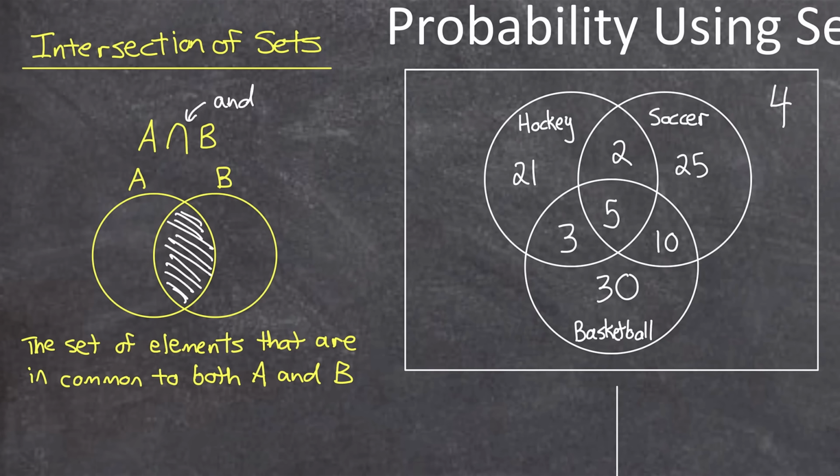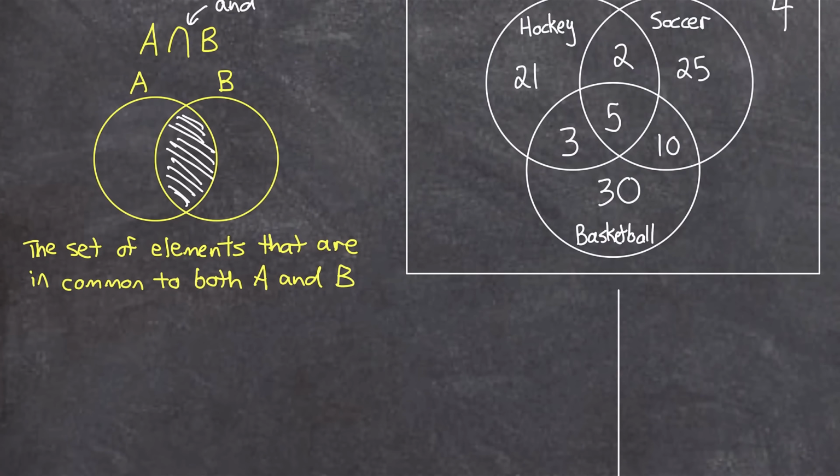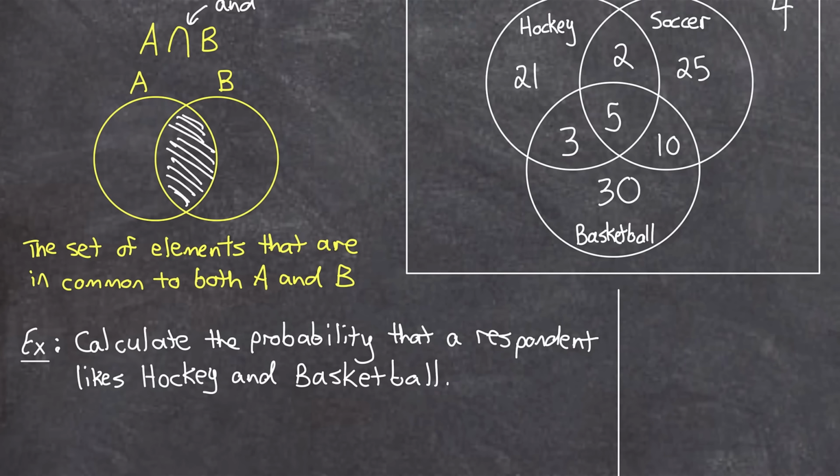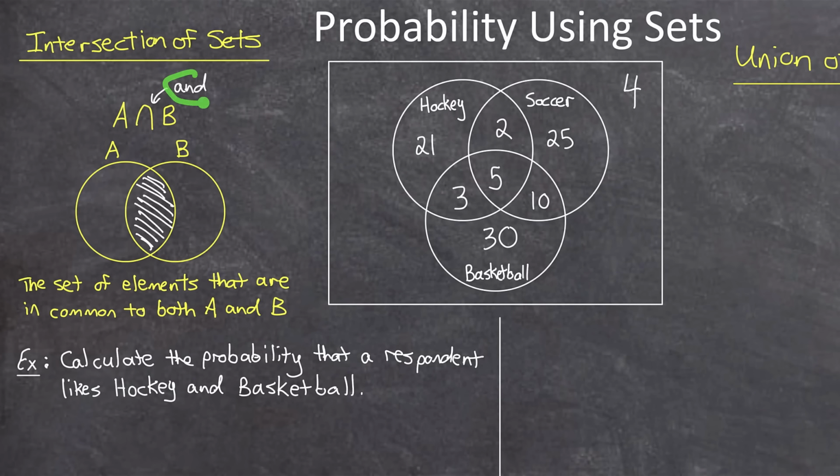It means the intersection of the sets. So let's do a probability example where we look at the intersection of 2 sets. The example says to calculate the probability that a respondent likes hockey and basketball. So that word "and," remember, means the intersection of the 2 sets.